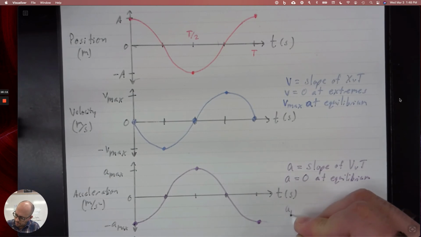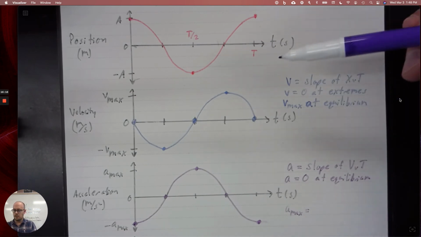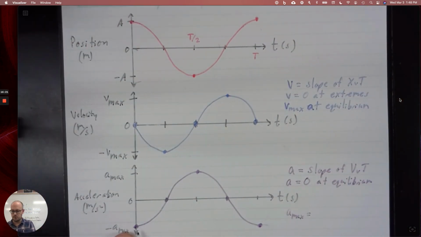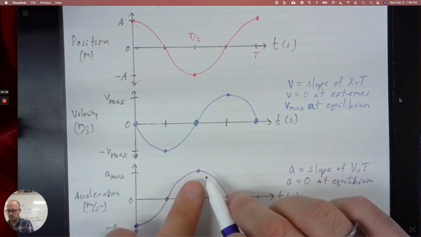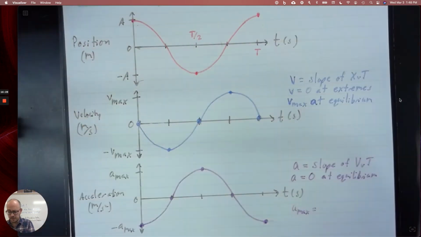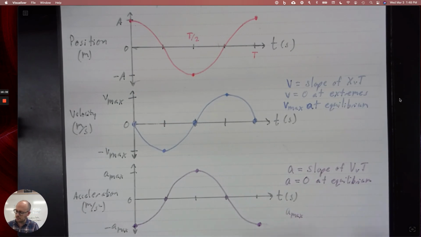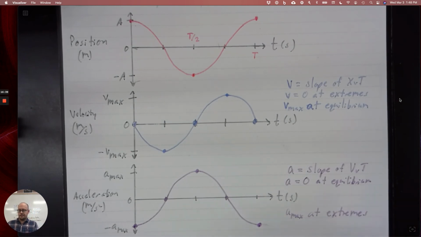So when do we have the maximum acceleration? We have the maximum acceleration when we are at the extremes. So the most negative acceleration happens at the most positive position. The most positive acceleration happens at the most negative position. So the acceleration is at a maximum at the extremes. Now, that's like a lot to take unless you remember Newton's second law.